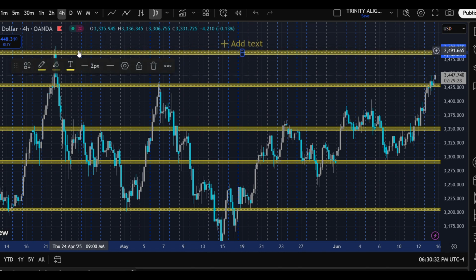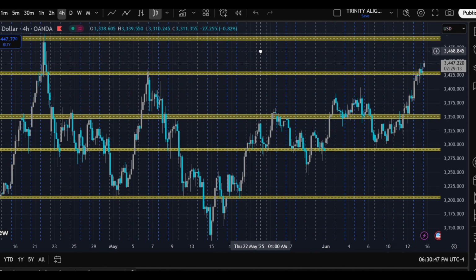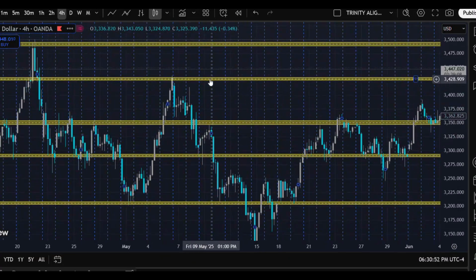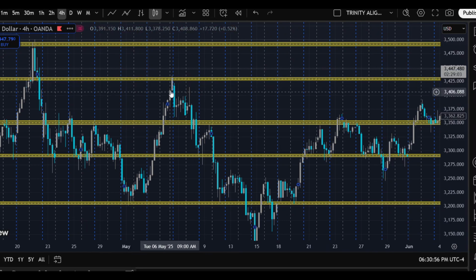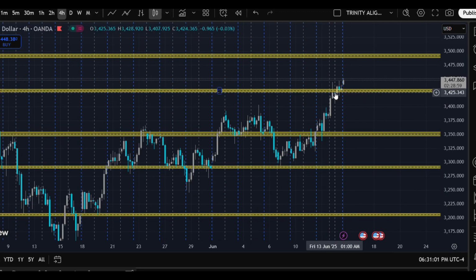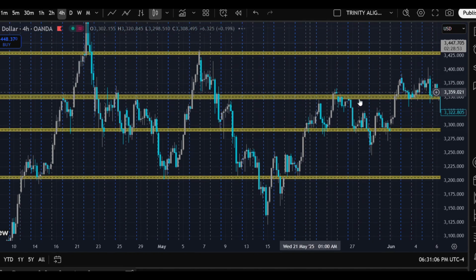So we got the edge. The edge is still, I'll put the edge right here. These are zones, so really it's in this price area or zone where we have these particular prices and these particular lines. Here, tapped into here and reacted, fell all the way down. Tapped in here, reacted, fell all the way down. Tap in here, reacted, and came up.